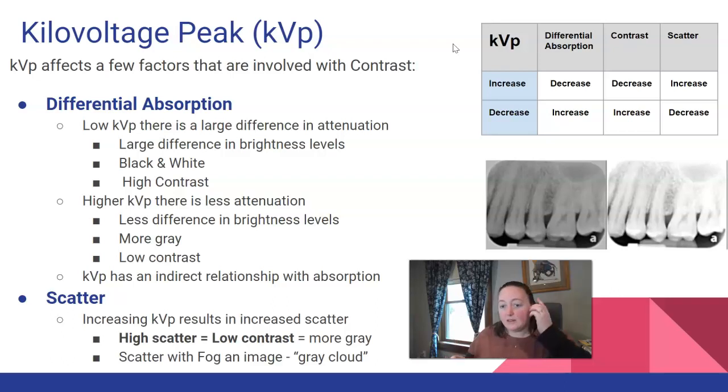My kVp is also a big player in my scatter. And you guys know scatter is going to be gray, right? Think of your big gray cloud on a rainy day. That's your scatter. Higher the kVp, increased scatter. So I don't really want that. So this is why we can't just jack up our kVp for all of our things, right? Because it has some disadvantages as well.